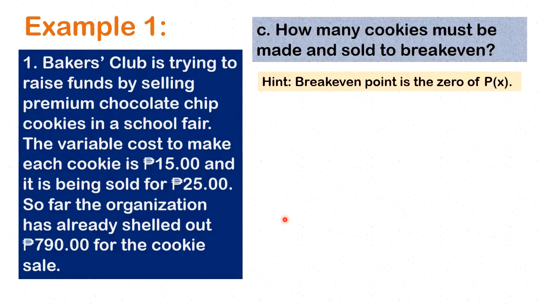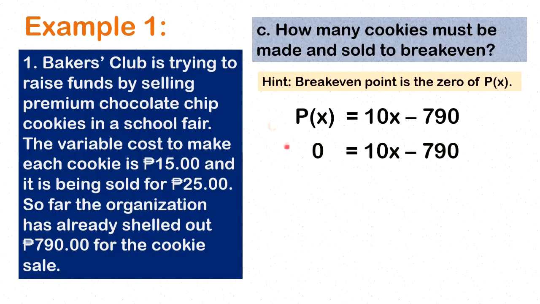So, ilang cookies kaya ang kailangan gawin at ibenta? Okay? So, it's like this. We recall again our profit function, which is 10x minus 790, and we make the profit, the P of X, equal to 0. Like this. Nakita nyo? Pinilitan ko yung P of X ng 0. And then we try to solve for X here. Okay? To see how many cookies must be made and sold to break even.